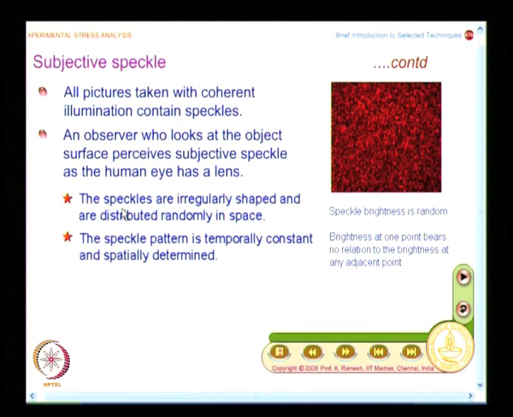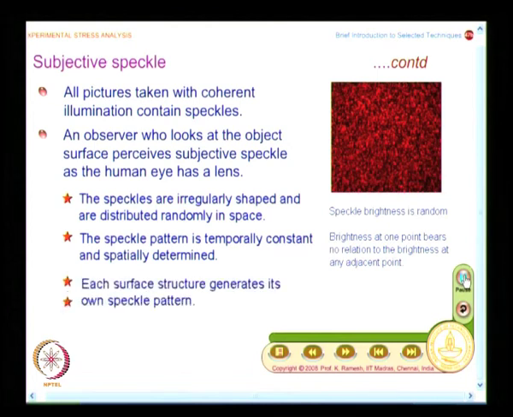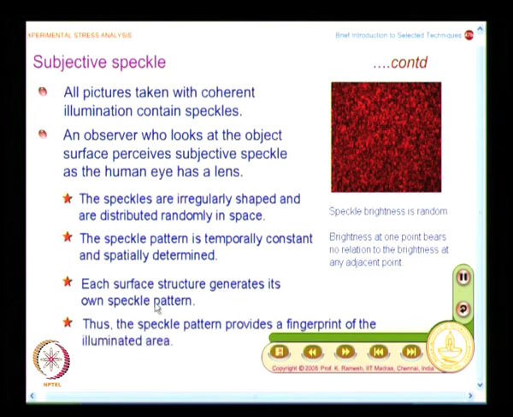So, repetition is always advantageous for you to remember. Speckles are irregularly shaped and are distributed randomly in space; it is temporally constant and spatially determined, and also I find each surface structure generates its own speckle pattern. If I change the structure, the speckle patterns also will be different. Thus, the speckle pattern provides a fingerprint of the illuminated area.